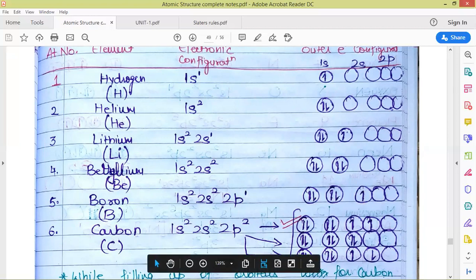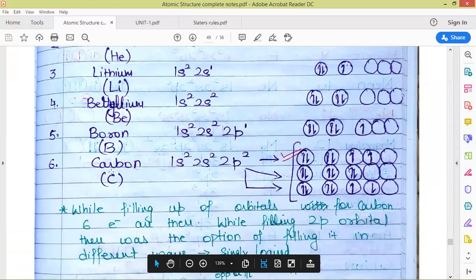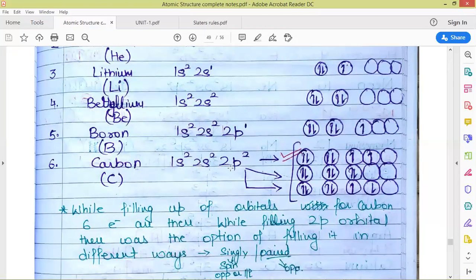Next is the case of carbon. For carbon, we now want to put 2 electrons into the 2p orbitals. The atomic number is 6, so there are 6 electrons: 2 in 1s, 2 in 2s and 2 in 2p. Now we have paired 2 electrons in the 1s orbital and 2 electrons in the 2s orbital. Now we want to know how we are going to fill the 2p orbitals. There are 3 options: since the 2p orbitals are of the same energy, 2 different electrons can occupy 2 different orbitals.